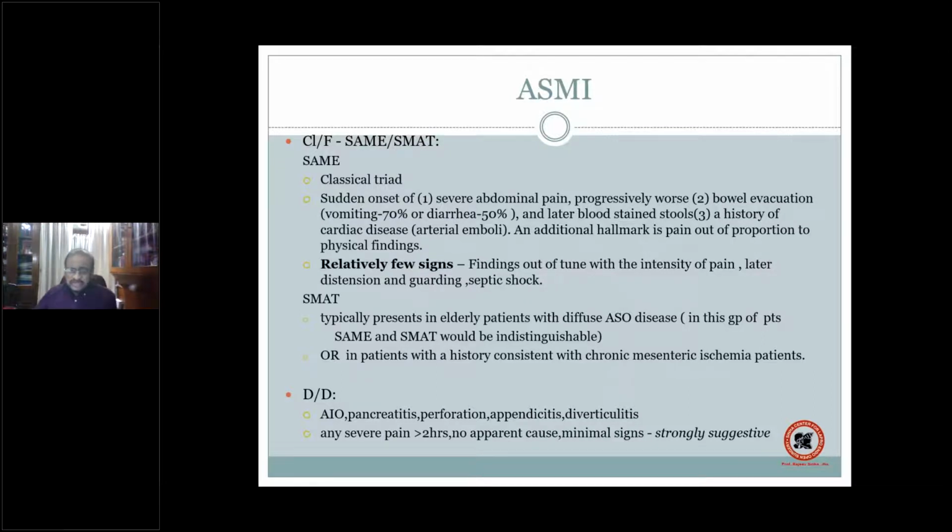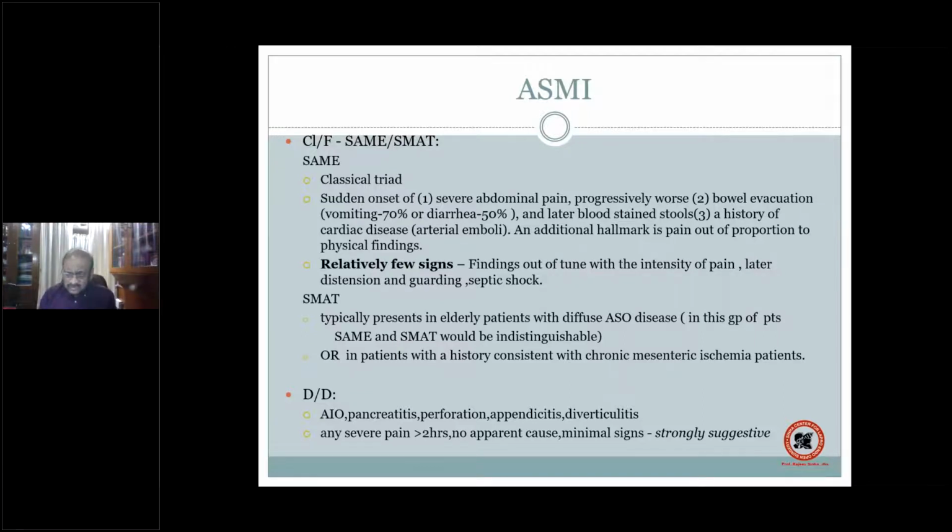The thrombosis, on the other hand, typically presents in elderly patients with diffuse ASO disease. So in the early stage, in this group of patients, between the embolization and the thrombosis of the superior mesenteric artery, there's hardly anything to distinguish between these two. But if the patient gives a history of chronic mesenteric ischemia, that will almost tell you that this patient is having a thrombosis rather than an embolization.